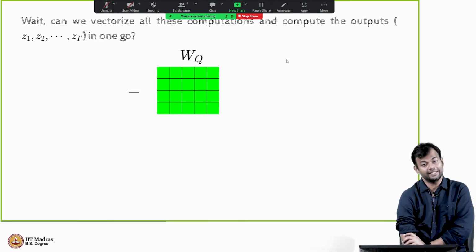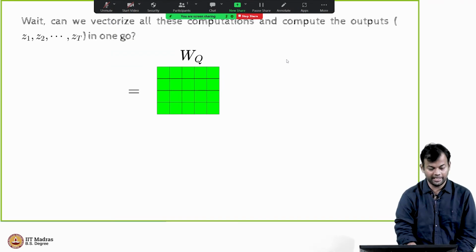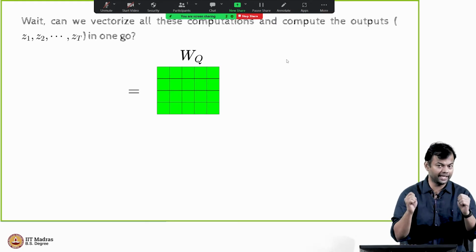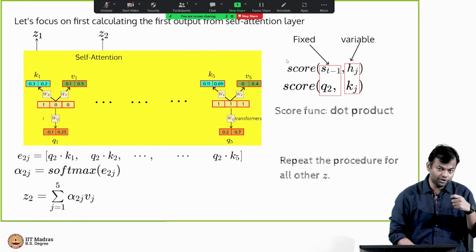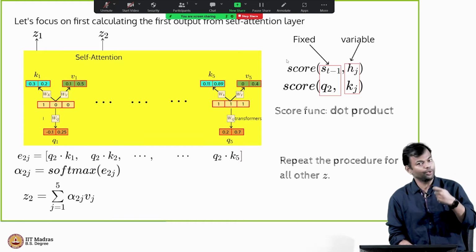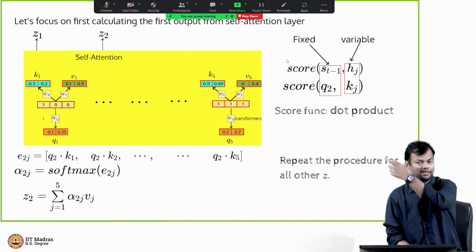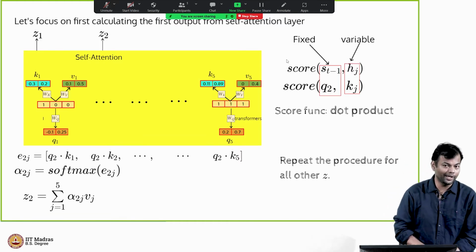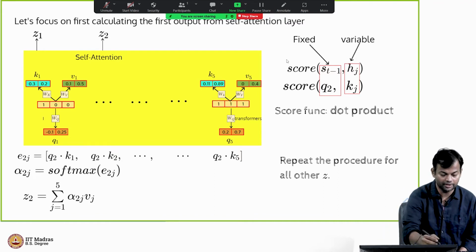Now let's see if we can vectorize all of these computations, right? That means, can we compute the z1 to zt in one go, right? So here I first told you how to compute z1, then I told you how to compute z2, and then similarly z3 up to zt, right? But my whole point was that I don't want to compute these outputs sequentially, right?